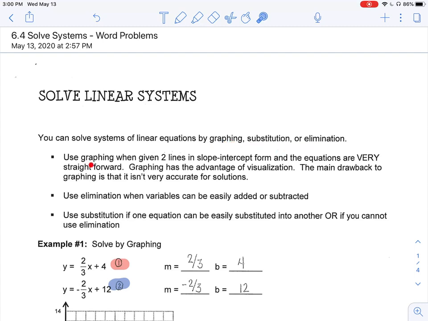So when we graph with the two lines in slope-intercept form, the equations are very straightforward. Graphing has the advantage of visualization, and the main drawback of graphing is that it isn't very accurate for solutions, and we're going to see examples of these. We can use elimination when variables can be easily added or subtracted, as from the last lesson. Or we can use substitution if one equation can easily be substituted into another, or if you cannot use elimination.